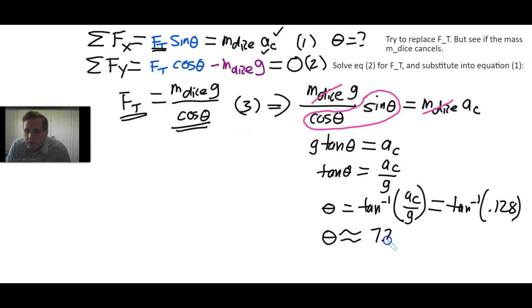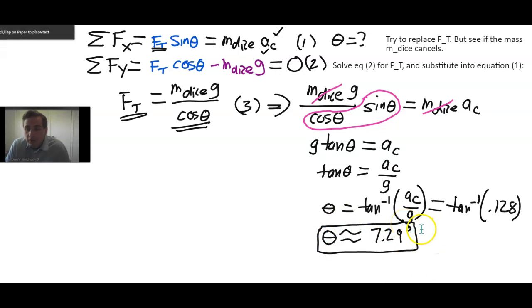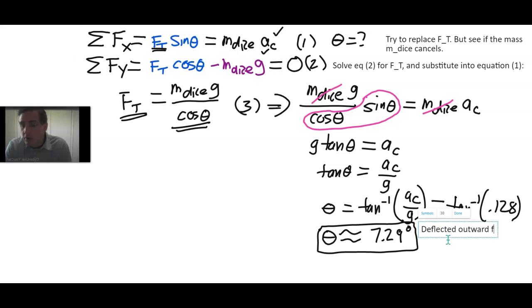So let us write this down. Approximately 7.29 degrees. And remember that's deflected outward from vertical, vertically hanging down. Because remember, degrees always means with reference to something, with reference to some zero. And that's what we have.